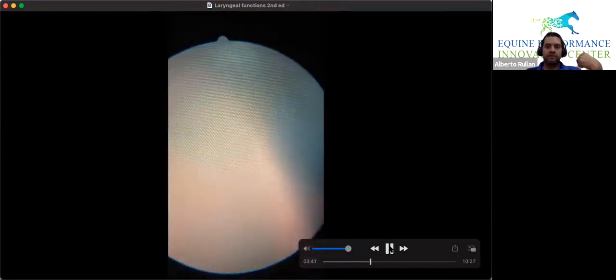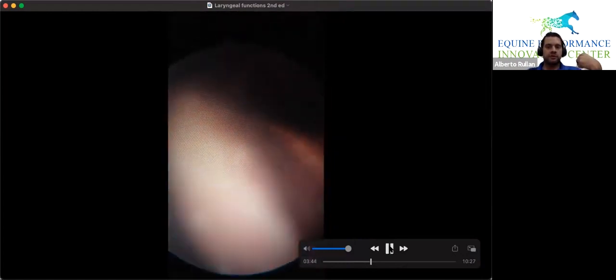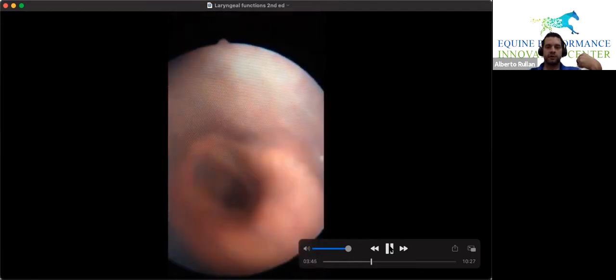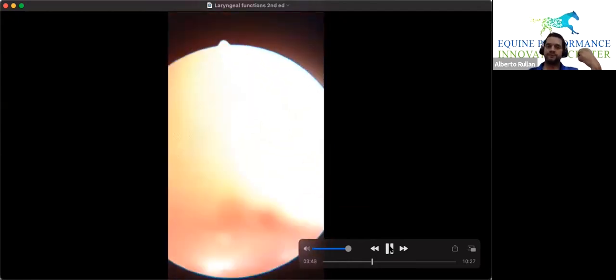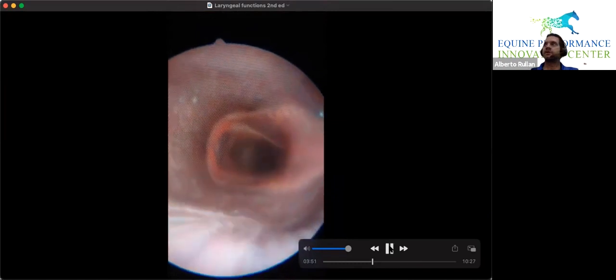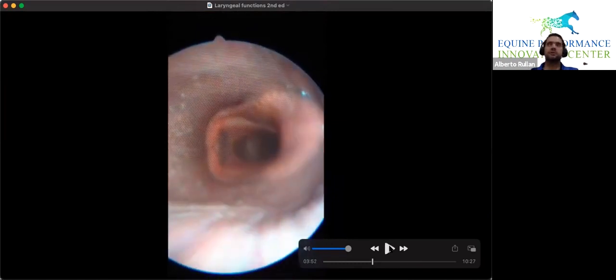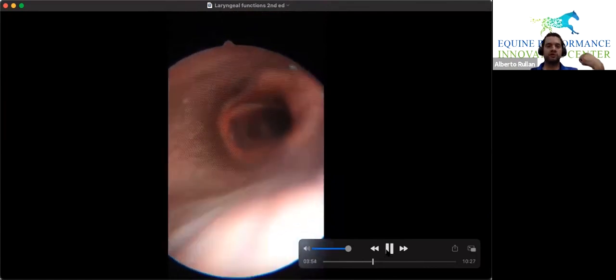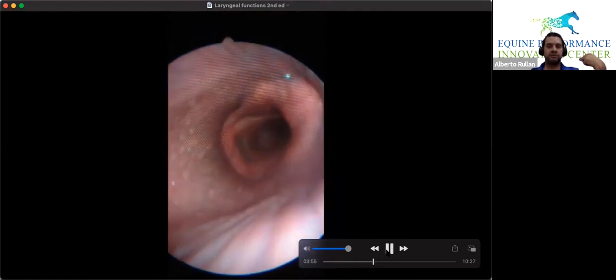So here's another one, just to give you a view of a good one before we go to a more pathological one. So what do you think? What size? Good size? Poor size? Good size. Epiglottis. Good epiglottis. No chondritis. So it's a good throat. This is how we want these throats to look at the track.